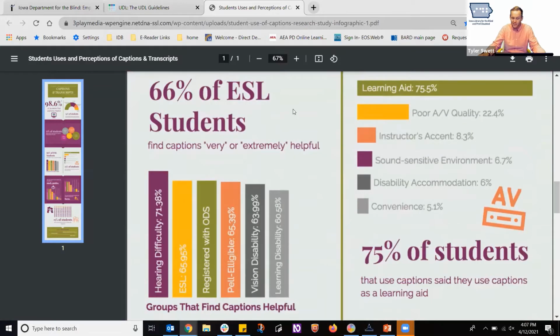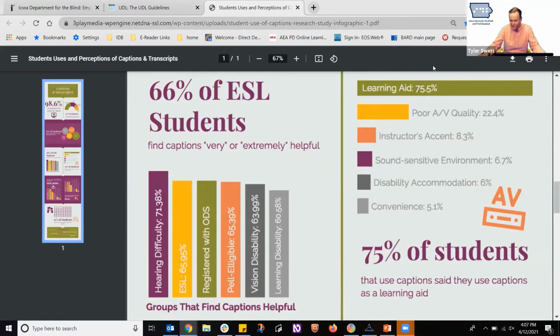When we talk about ESL students, 66% of them found captions very or extremely helpful. And here are the groups that find captions helpful. So you have hearing difficulty. Obviously, it's 71%, because that's what everyone thinks captions are designed for. But then your second category is ESL. And then you have some other ones that have different issues or disabilities, but they still use captions on a regular basis.